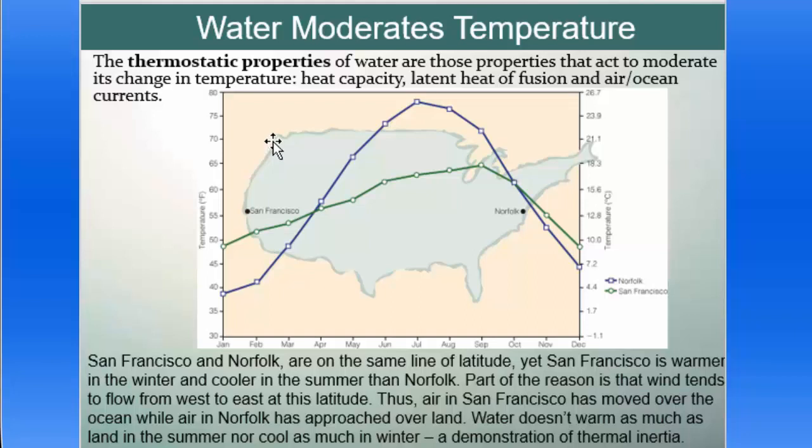All right. And because of those unique properties of water, water moderates temperatures, meaning it takes a great deal of heat to warm it up. It takes a great deal of heat removal to cool it off. And what that tells us is that if you're near a very, very large body of water, then your temperatures are going to be much more moderate than they will be if you're far away.